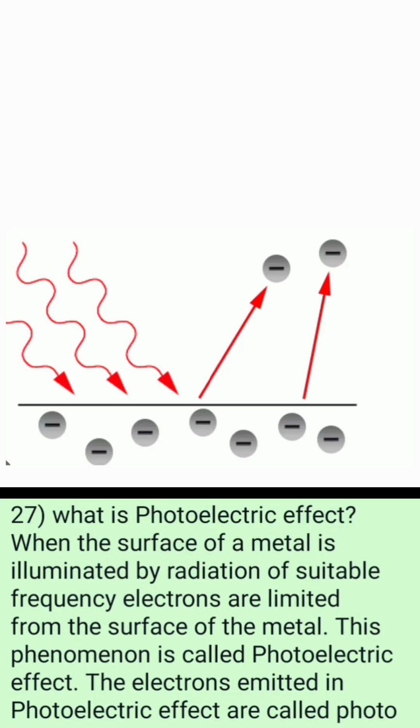28. What is the photoelectric effect? Answer: when the surface of a metal is illuminated by radiation of suitable frequency, electrons are emitted from the surface of the metal. This phenomenon is called the photoelectric effect. The electrons emitted in the photoelectric effect are called photoelectrons.